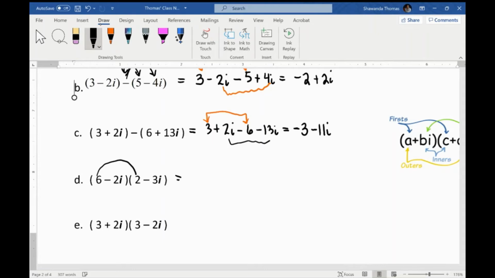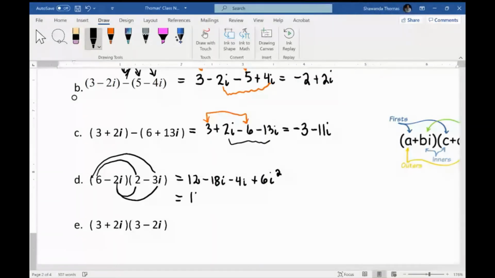6 times 2 is 12. 6 times negative 3i. Negative 18i. Correct. Then negative 2i times 2. Negative 4i. And last, negative 2i times negative 3i. 6i squared.